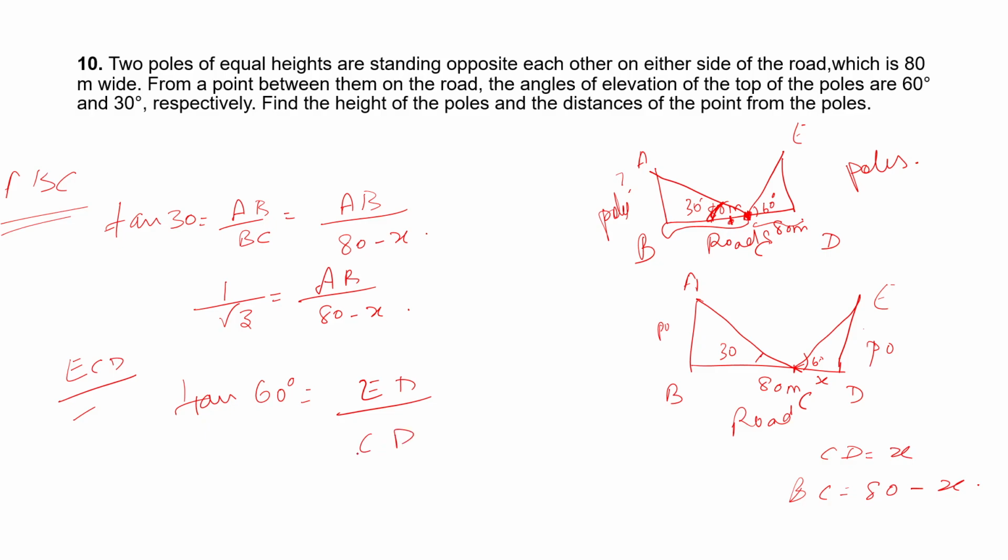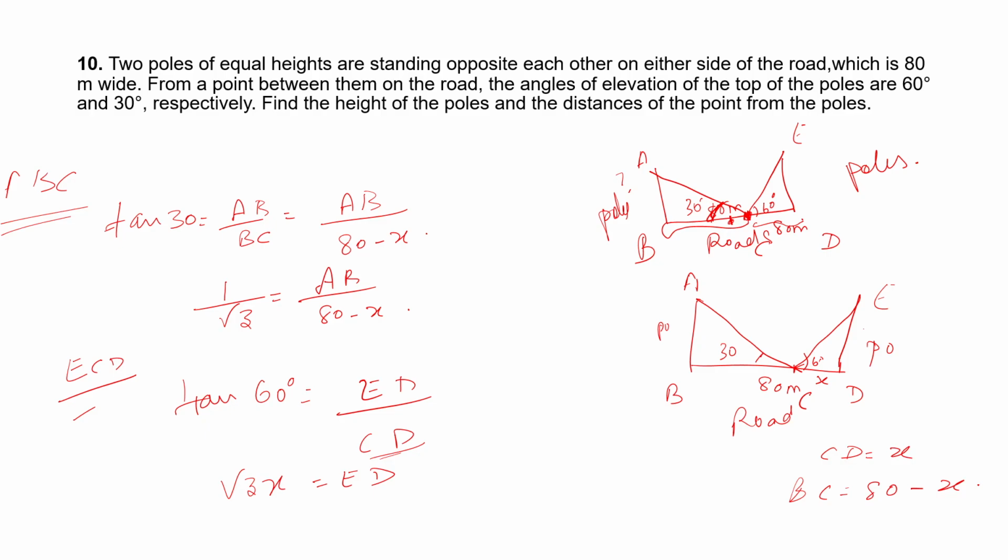Okay, so tan 60, what is the value? Root 3. What is the value of CD? We have taken it as X equal to ED. Okay, so both are done. Now can we equate anything? You just check. Here AB is there, here ED is there.